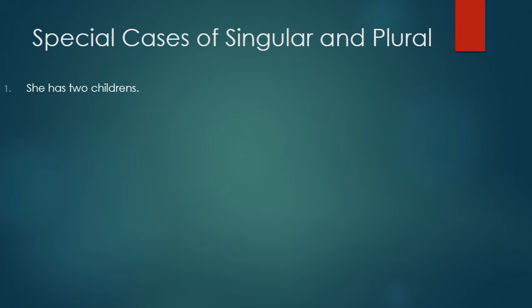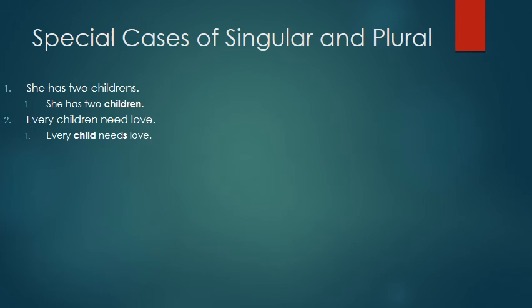So let's take a look at some sentences. Each one of these sentences has some mistakes. So here we say she has 2 childrens. What's wrong here? Well, in this case, it's an irregular plural. Children is irregular, so we don't want to put the S on it. She has 2 children. Every children need love. What's wrong here? It should be every child needs love, because after every, we want to have the singular form of the noun.